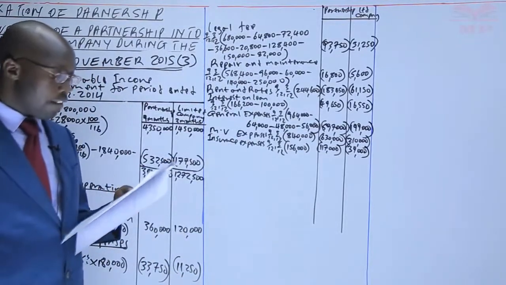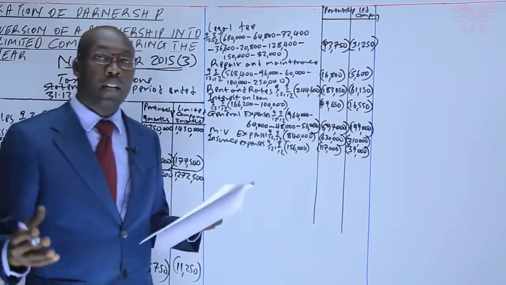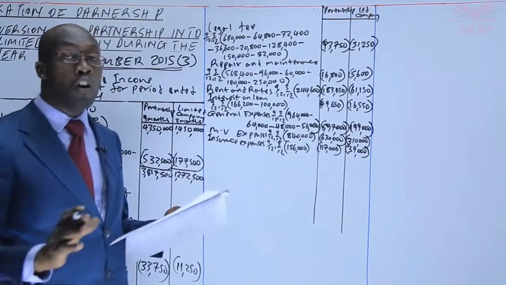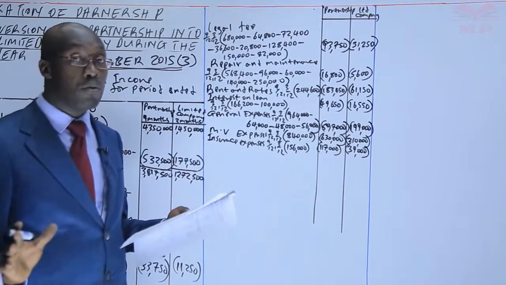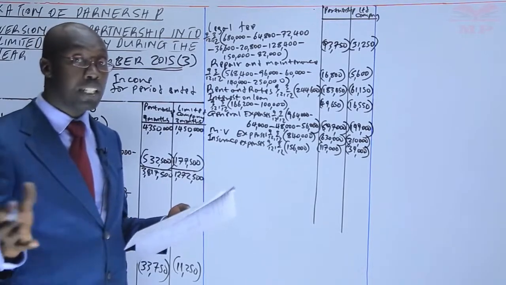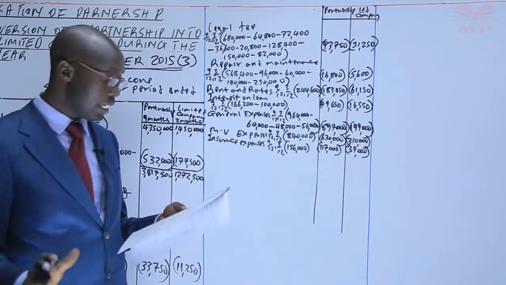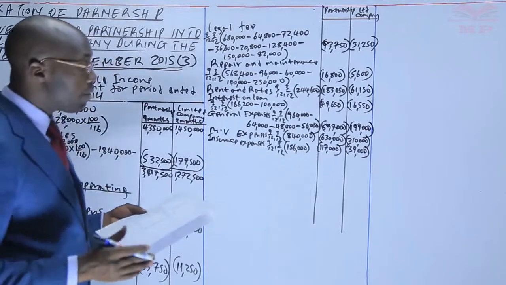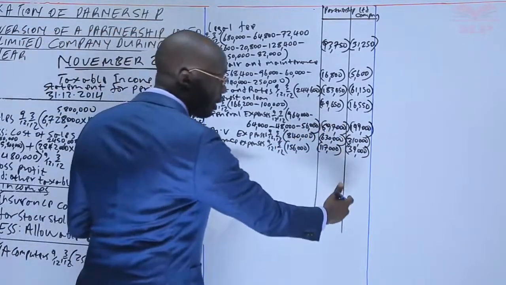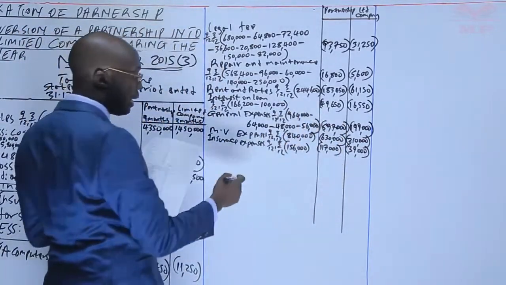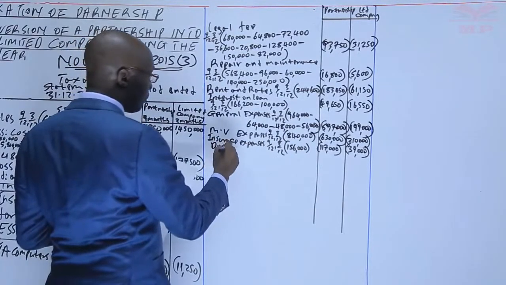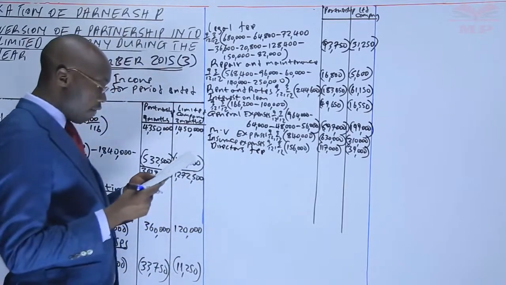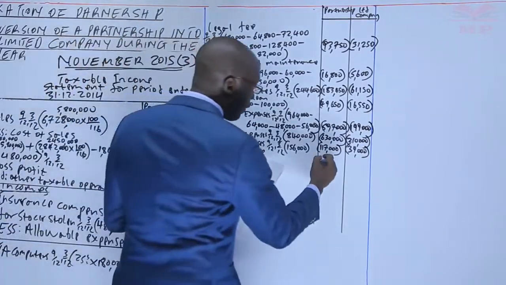After that, we have preliminary expenses. We said preliminary expenses are expenses incurred before you start the business. All these expenses are not supposed to be allowable. Before you start, preliminary, before, we don't allow them, we said. The other one is director's fee. Director's fee is allowable, but it only relates to the limited company. That's what we said. Only company has directors. So director's fee, which we have 600,000, so the whole of it comes here.